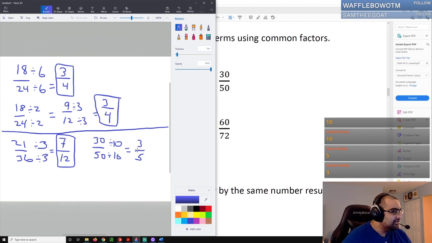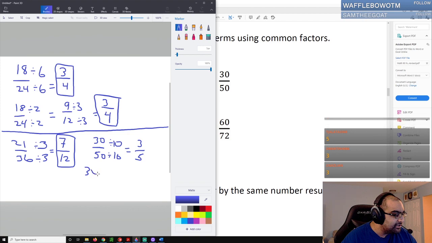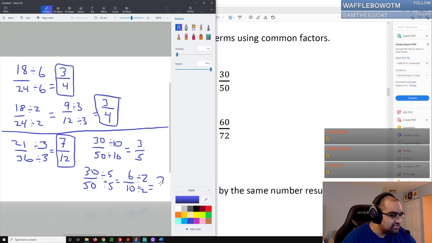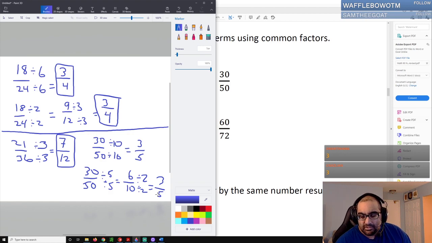You could divide by 5 here, by the way. So again, you could go in steps here. If you don't see 10 right away, which is fine, you could divide by 5 here. So we get 6 over 10, and then you could divide by 2 to get 3/5. Both ways are just as viable. So not too bad. Pretty straightforward. All right, let's do the next one.